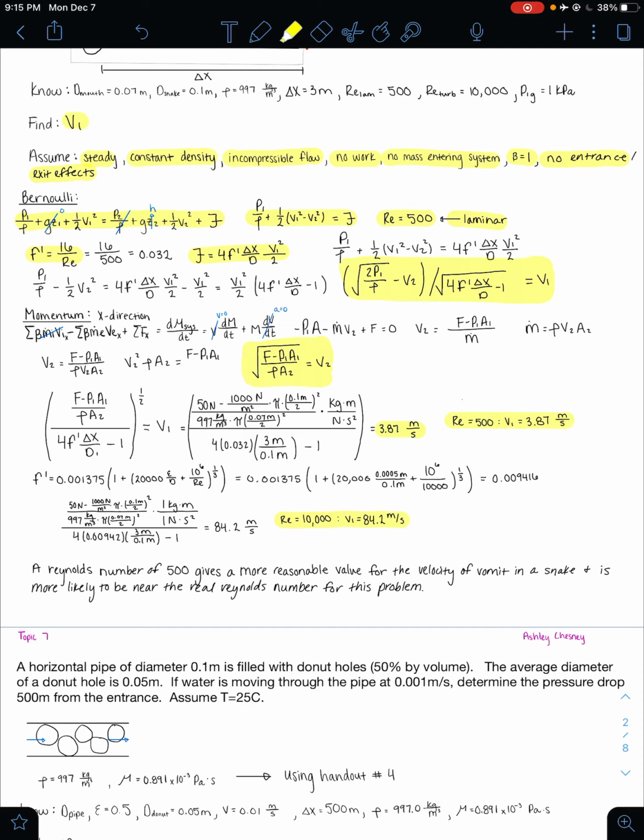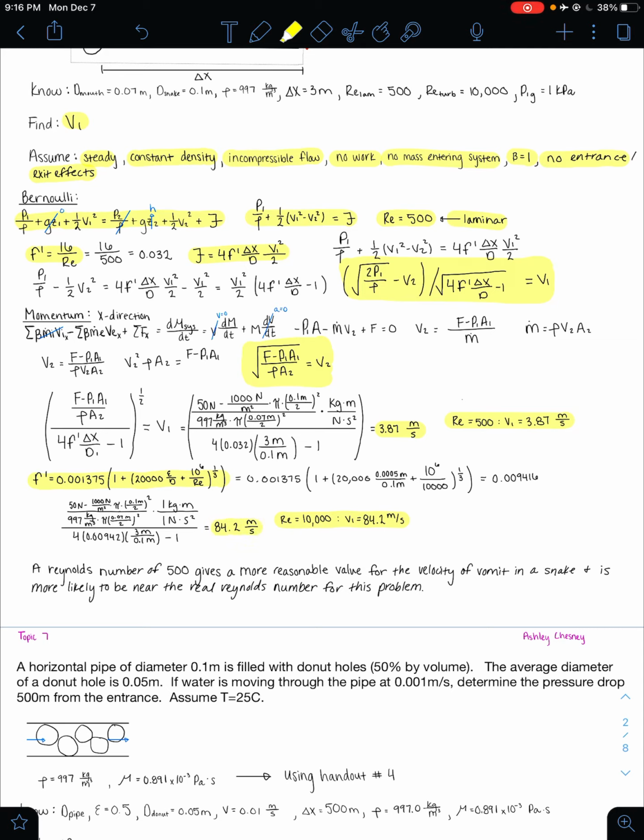Next, the Reynolds number of 10,000 was used, so all steps remain the same except the F prime value will change, and that will change according to this equation, which is the equation for solving for F prime, which is used to find the friction loss for turbulent flow, which is what it is at a Reynolds number of 10,000. And using that, we were able to find a new velocity of 84.2 meters per second.